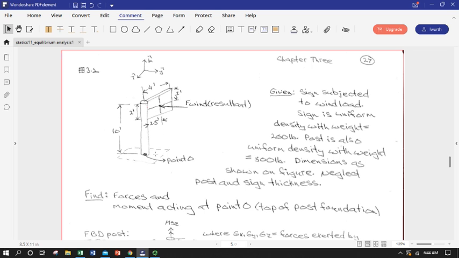The post itself is probably metal or a dense wood, and it's uniform density, so we know we can apply that weight, gravitational force, at the center of mass, which is halfway up it.